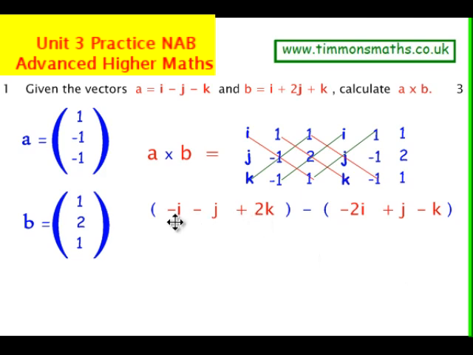Simplifying this, we've got minus i in the first bracket, minus 2i, which gives a plus 2i, so overall we've got i. Minus j in the first bracket, minus plus j in the second, which gives us minus 2j. And finally we've got plus 2k, then a minus k inside the brackets, which will give us a plus k. And this is the vector product A cross B: i minus 2j plus 3k.